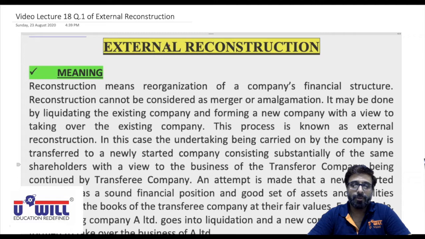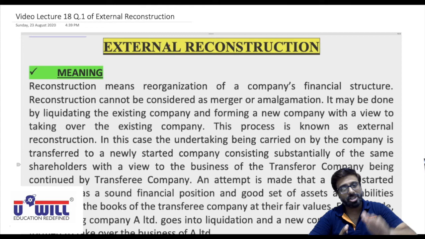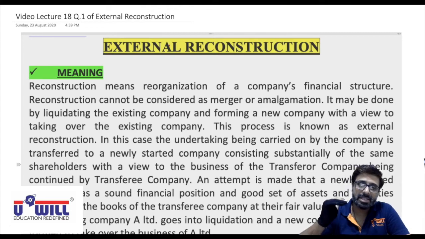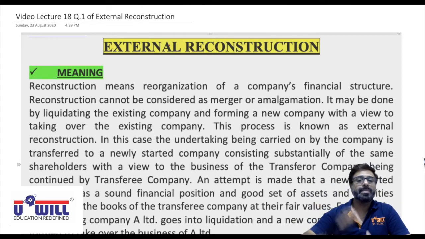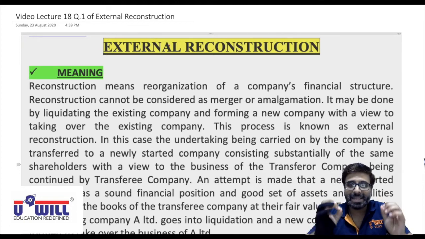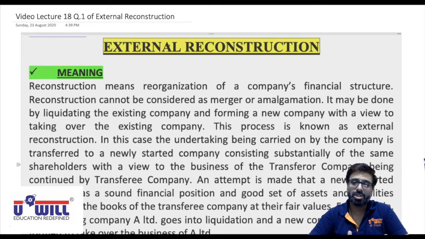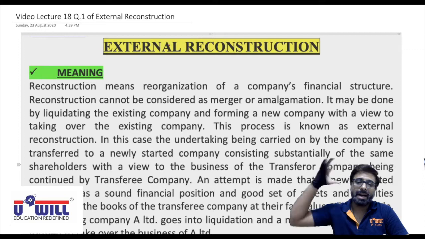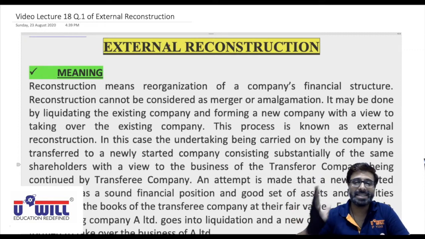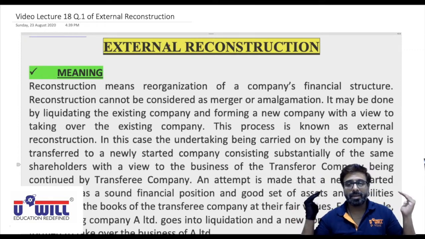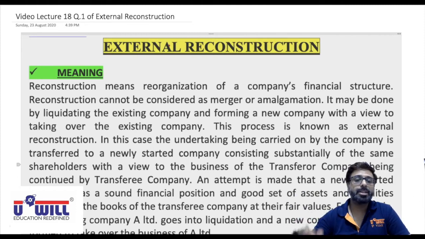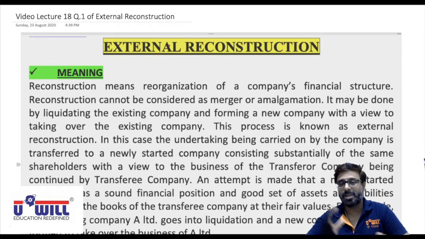However, from accounting point of view, it is a kind of amalgamation because one company goes into liquidation and you have to register a new company with a new name with the Registrar of Companies under the Companies Act. So it is a type of amalgamation only, where one existing company goes into liquidation and is taken over by another new company, not an existing company. But practically what happens is the board of directors are only changing the name of the company.